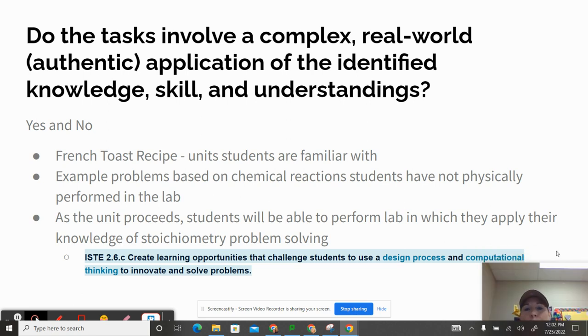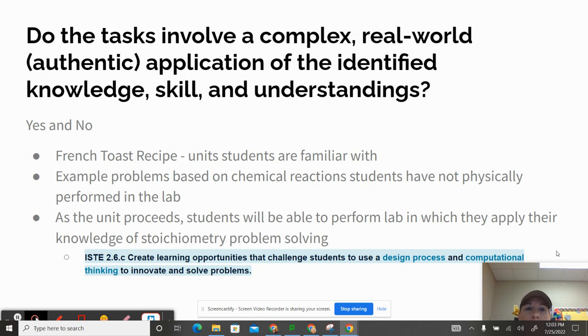Do the tasks involve a complex real world application? To this, I'm going to answer yes and no. Yes, because we start the unit using a French toast recipe, which includes units that students are already familiar with. They also have a general idea of a recipe that if you were to double the recipe, you can't just double one ingredient, you have to double everything. In the reverse, if you cut it in half, you have to cut everything in half. So the hope is that we can take those units that they're familiar with and turn them into units that are more scientific, like moles and grams.